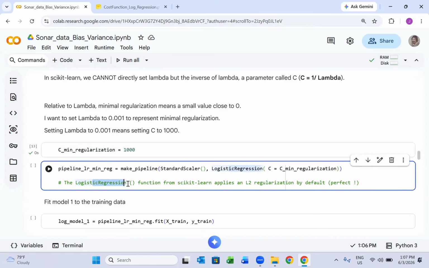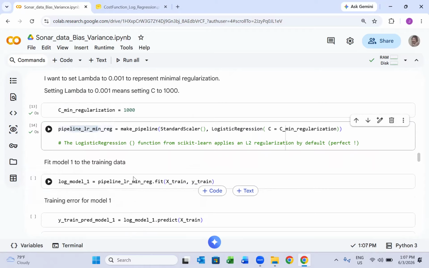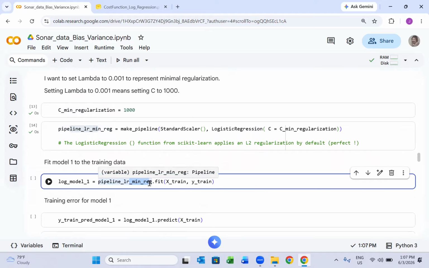One more thing, and that's why I include this comment. The logistic regression function in scikit-learn applies L2 regularization by default. That's perfect because that's what we want, right? I told you that I wanted to apply L2 regularization. So let's define the pipeline. Once we define the pipeline, we can use it to fit the desired logistic regression model to the training data, using the fit method. I'm going to store the result in this variable, logistic regression model number one. So that will be the trained model number one.